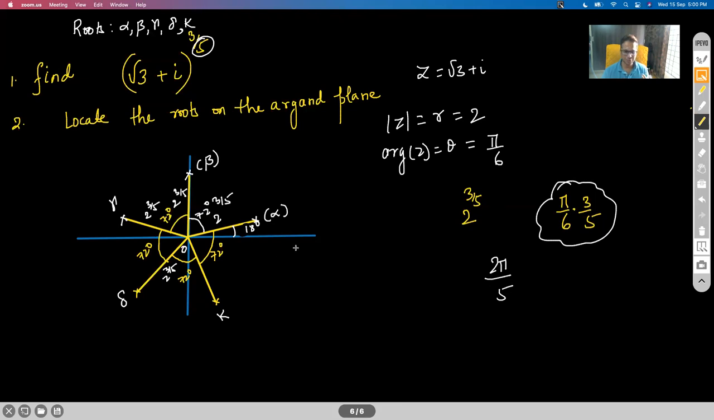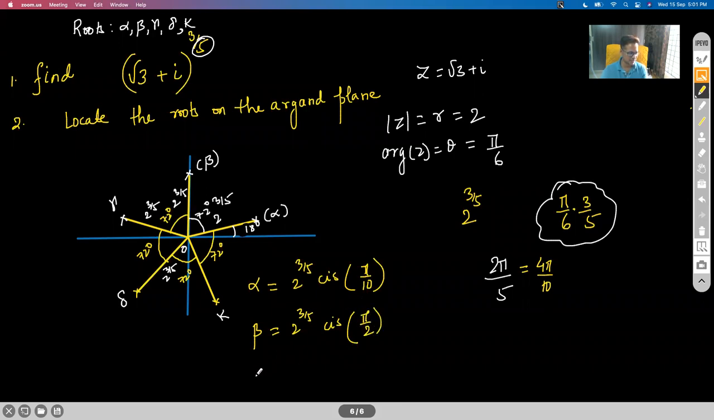Do you want me to write them down? Okay, let me write them down. Your alpha will be 2 to the power 3 by 5 cis pi by 10. Beta will be 2 to the power 3 by 5 cis, just add a 2 pi by 5 to this. By the way, 2 pi by 5 is 4 pi by 10, so that makes my addition simpler. So that makes 5 pi by 10. 5 pi by 10 is pi by 2. Gamma will be 2 to the power 3 by 5 cis, add another 4 pi by 10 to this. By the way, this was 5 pi by 10, so it will be 9 pi by 10.